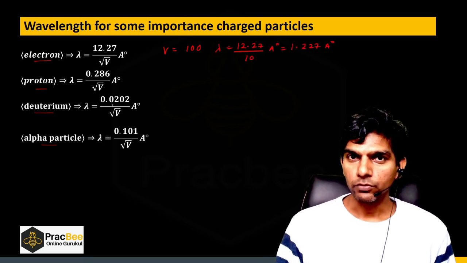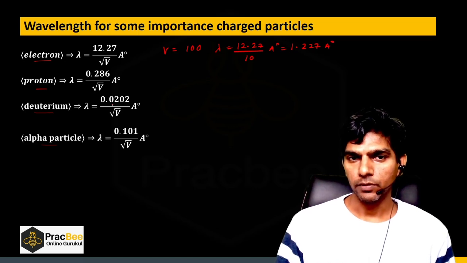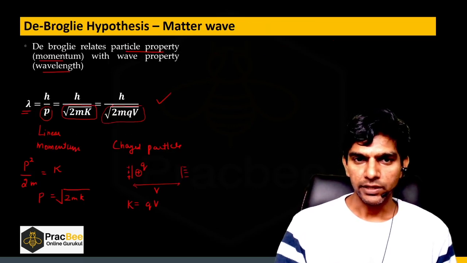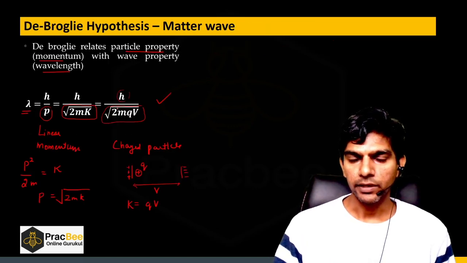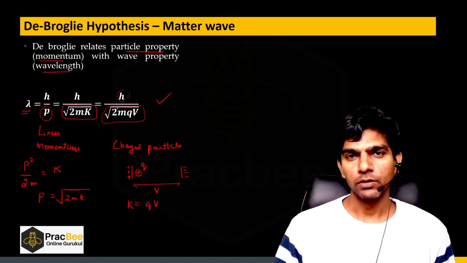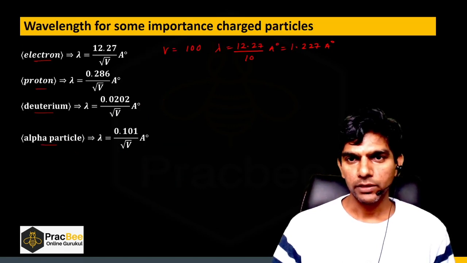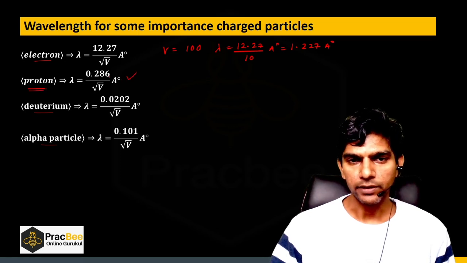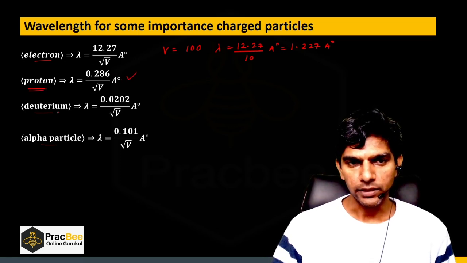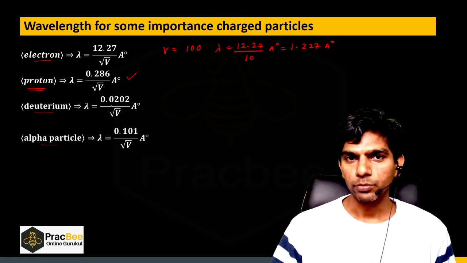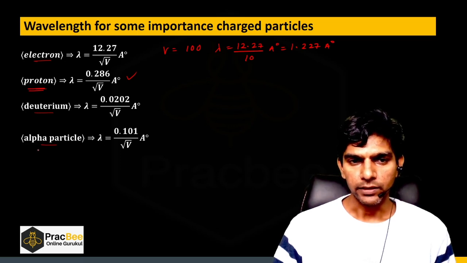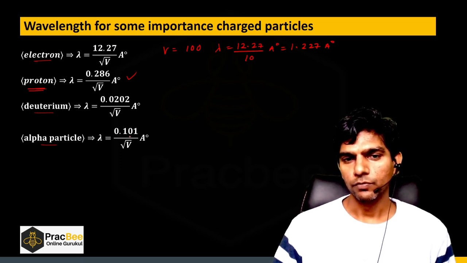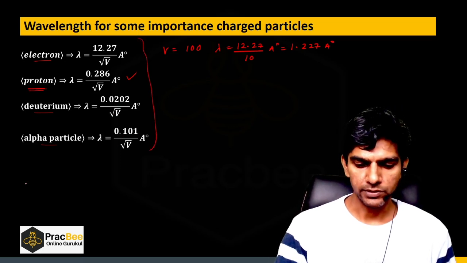So I would recommend to remember these formulas, because otherwise, if you convert these known factors in the exam, it will take a lot of time. So I would recommend do remember these formulas. So in case of proton, the factor will become 0.286. In case of deuterium, it becomes 0.0202. In case of alpha particle, it becomes 0.101. Right? So do remember these formulas.